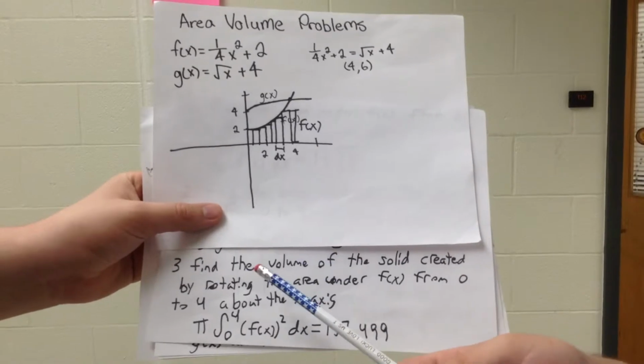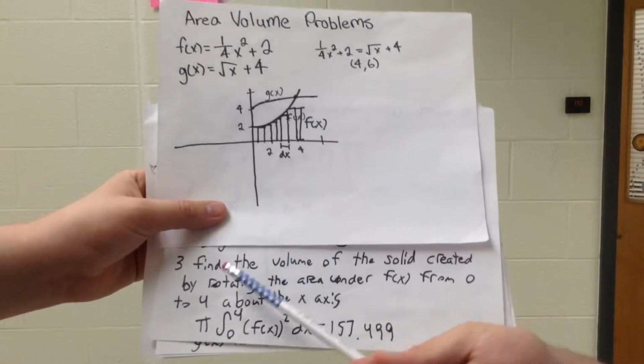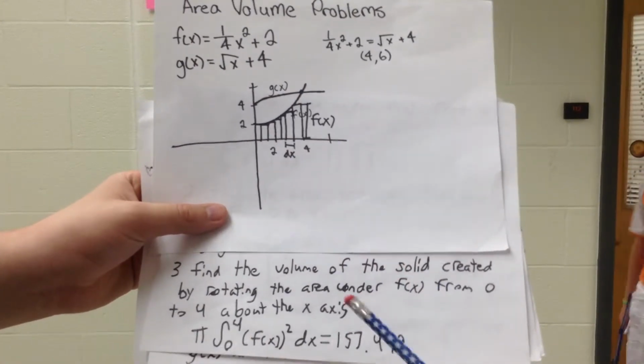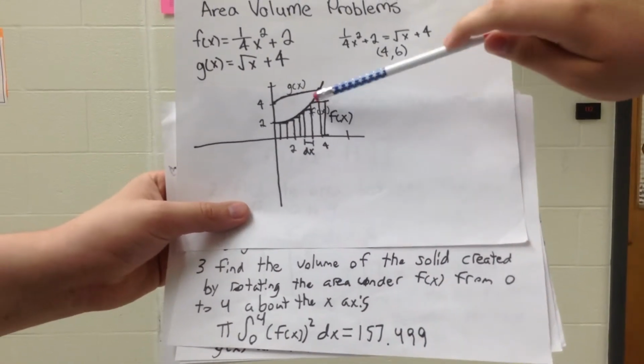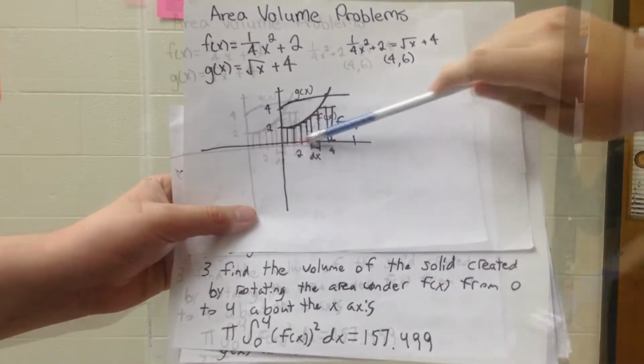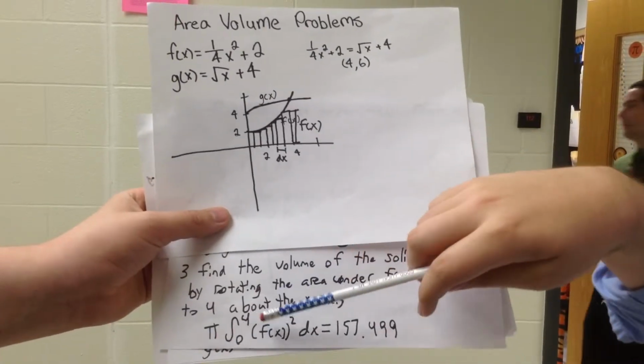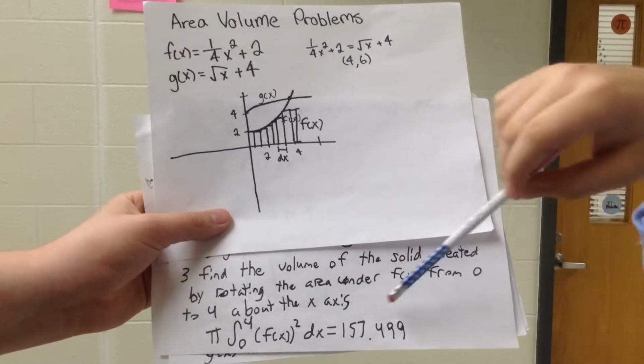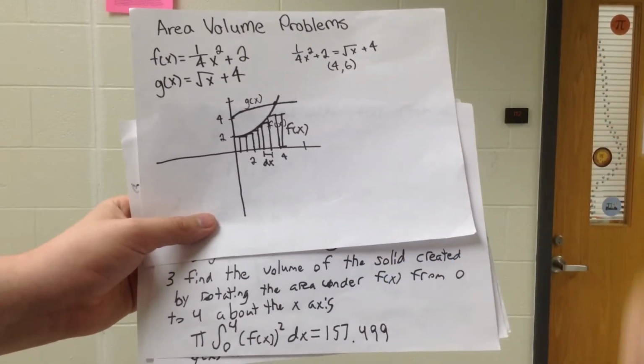In order to solve number 3, which is find the volume of the solid created by rotating the area under f of x from 0 to 4 about the x-axis, which is this area right here over this axis, you take pi times the integral of this function squared times dx, which ended up being 157.449.